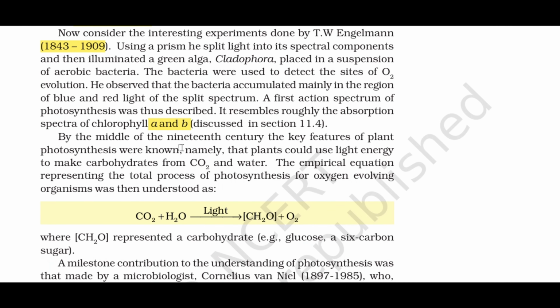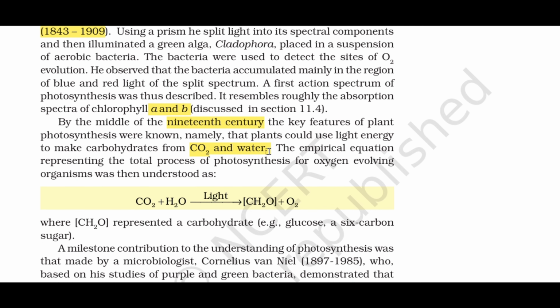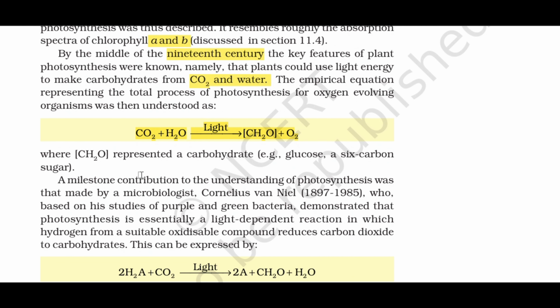By the middle of the 19th century, the key features of plant photosynthesis were known, namely, that plants could use light energy to make carbohydrates from CO2 and water. The empirical equation representing the total process of photosynthesis for oxygen-evolving organisms was then understood as [equation], where CH2O represented a carbohydrate, for example glucose, a 6-carbon sugar.